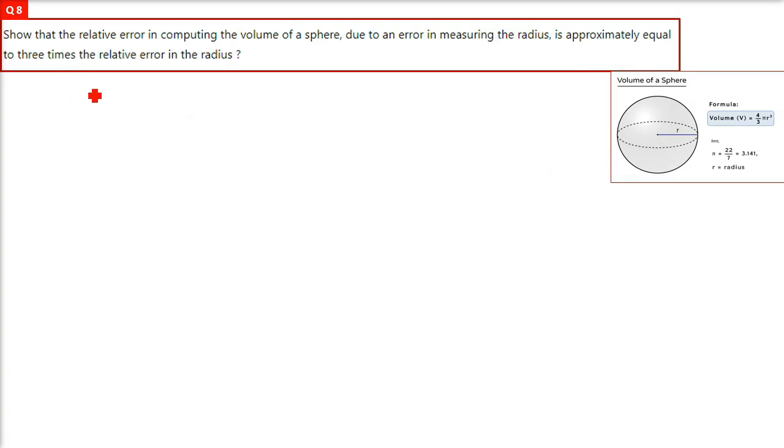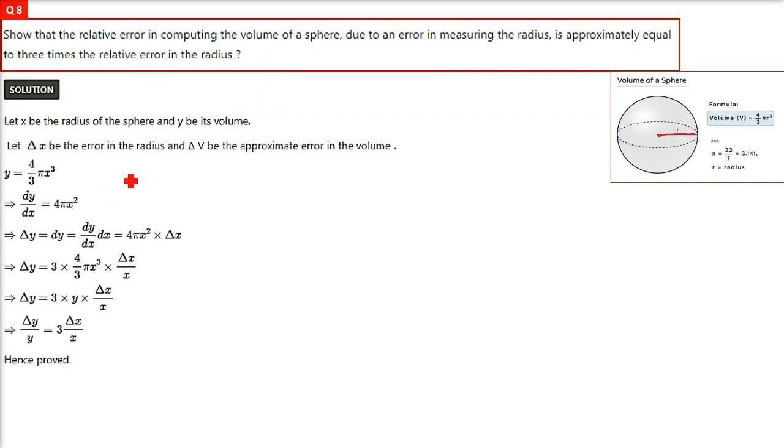Show that the relative error in computing the volume of a sphere due to an error in measuring the radius, this is what we are talking about, is approximately equal to 3 times the relative error in the radius. So the previous question was quite tricky, but this is quite easy. If you have done that, it will be easier for you.